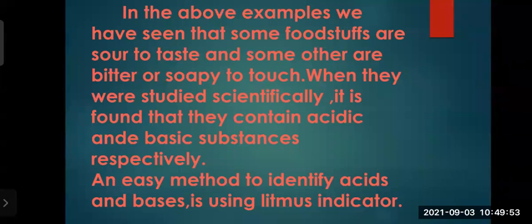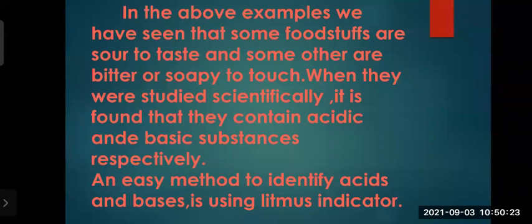It tastes very bitter. So we have come to know about the taste. Now it is very clear that lemon is sour to taste, whereas baking soda and washing soda are bitter, and some of them are also soapy. When they were studied scientifically, it was found that they contain acidic and basic substances respectively.